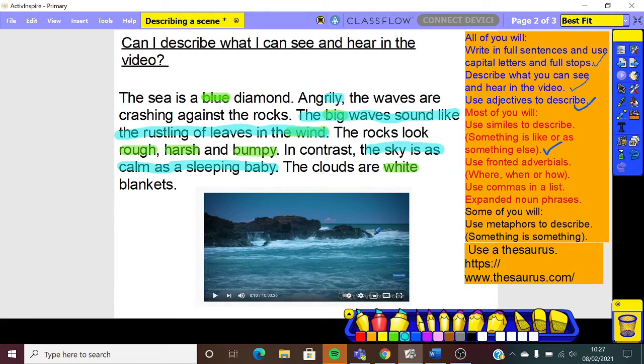Angrily. Oh, I always do that. Let's do purple. Sorry, everyone. I thought I'd change that. So angrily. The waves are crashing against the rocks. Okay, so that's how. Crashing angrily.